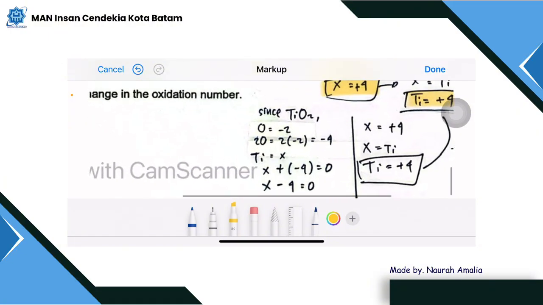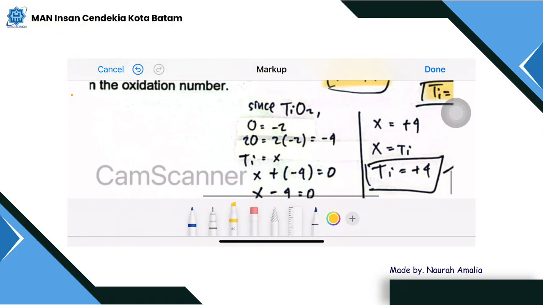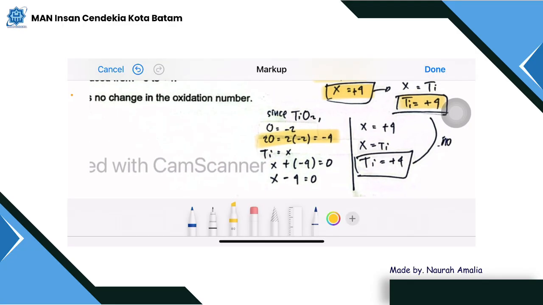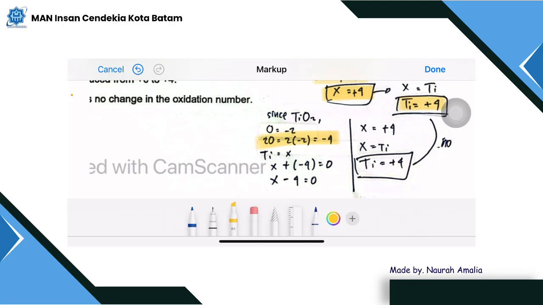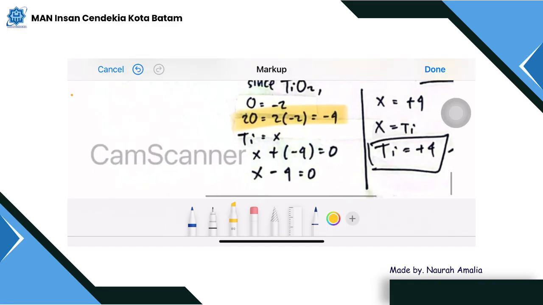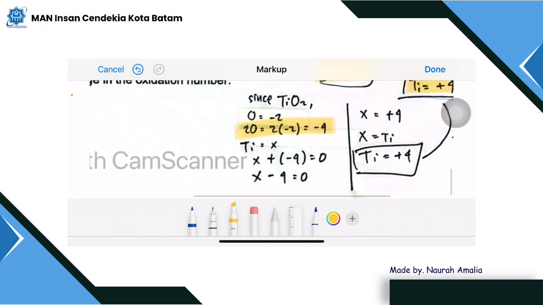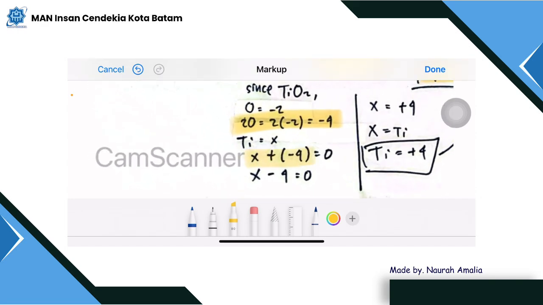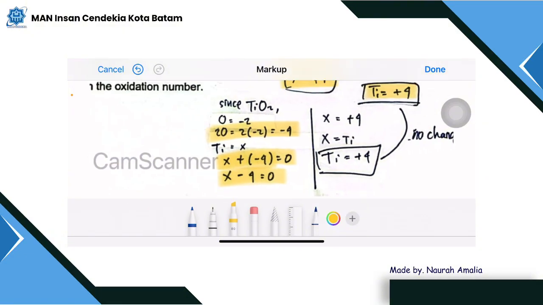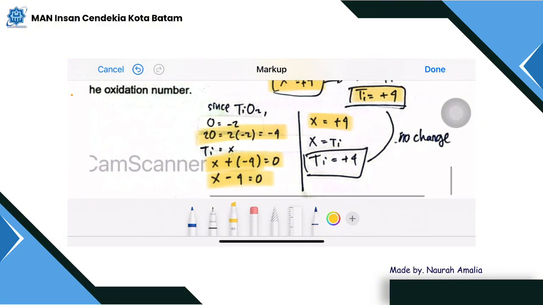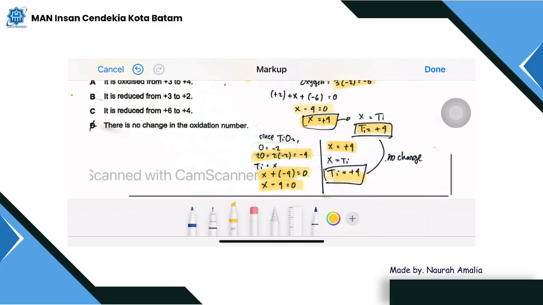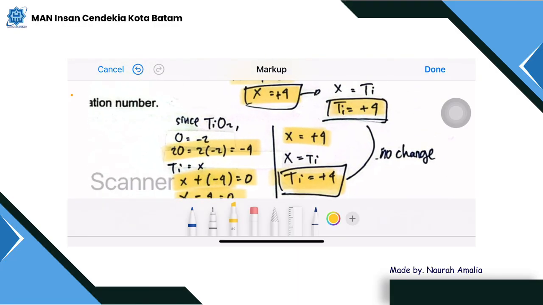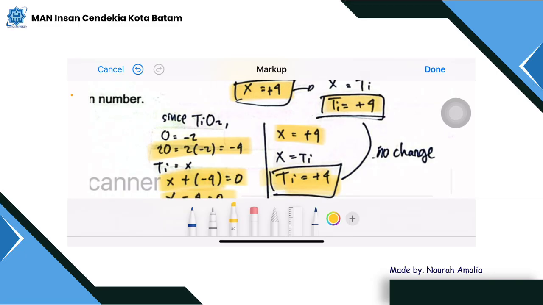since TiO2, O times 2O means 2 times minus 2 equals to minus 4. Let Ti equal to x, so x plus minus 4, x minus 4 equals to 0, x equals plus 4. This is the result of titanium in TiO2.